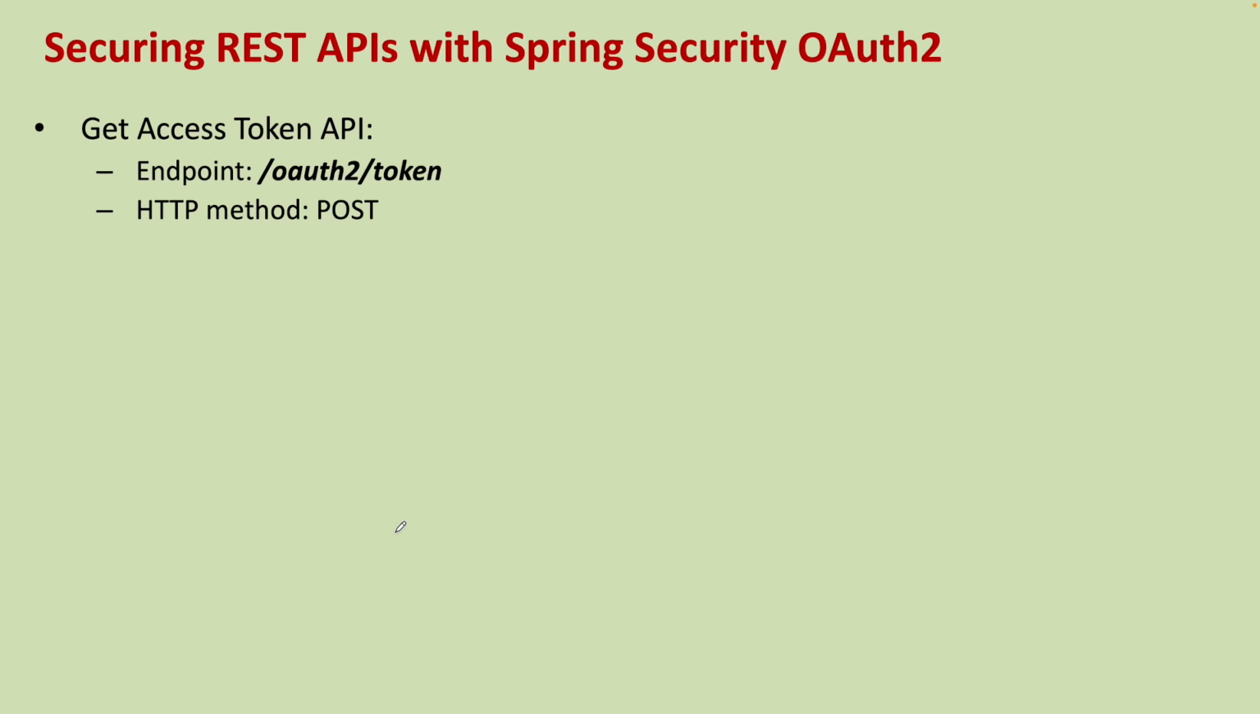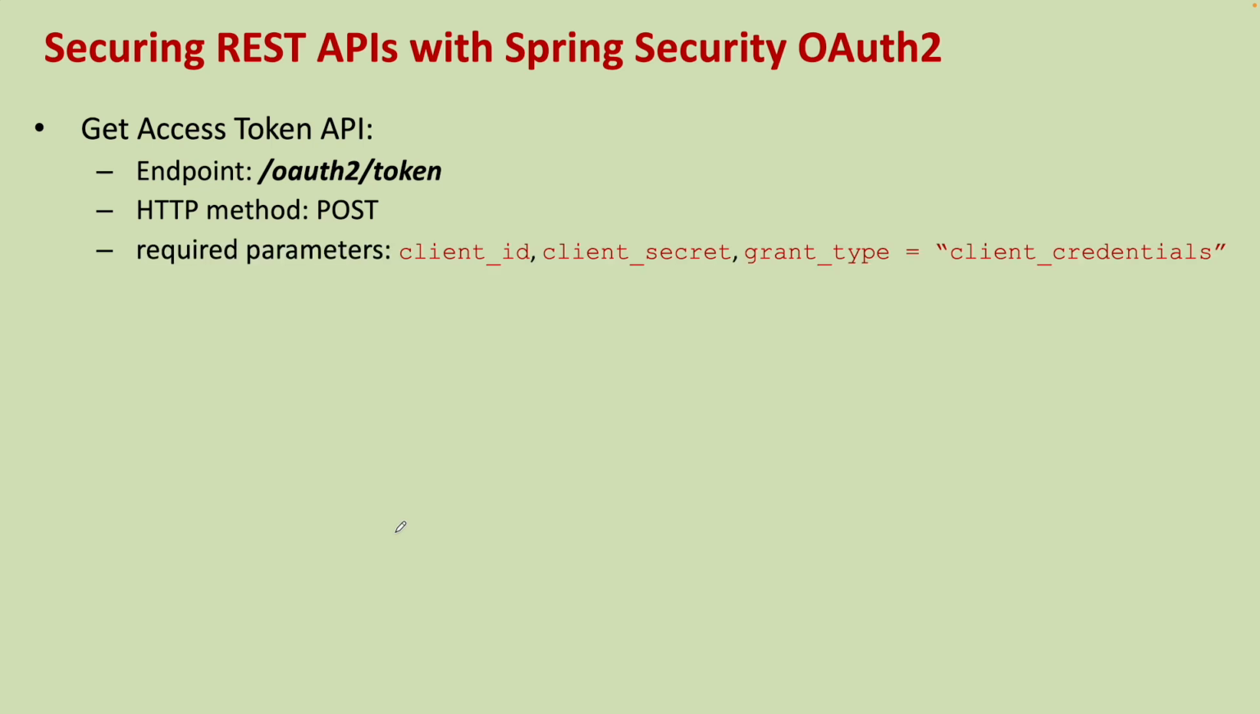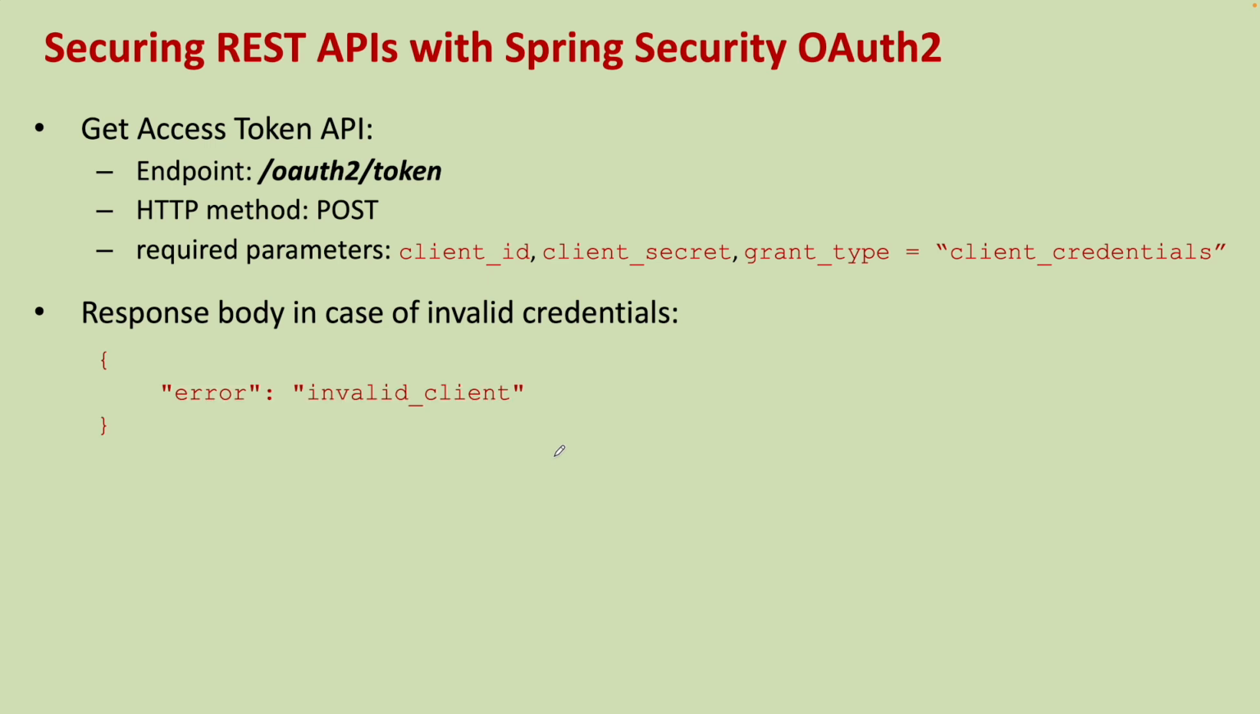The required HTTP method is post, and the required parameters are client_id, client_secret, and grant_type must equal to client_credentials, as we are using the OAuth2 client credentials grant type. And this is a response body in case of invalid credentials. It is a JSON document that has one field error, and the value is invalid_client.